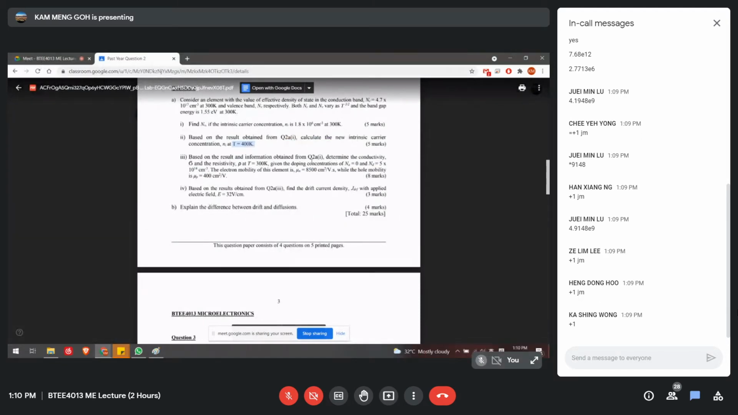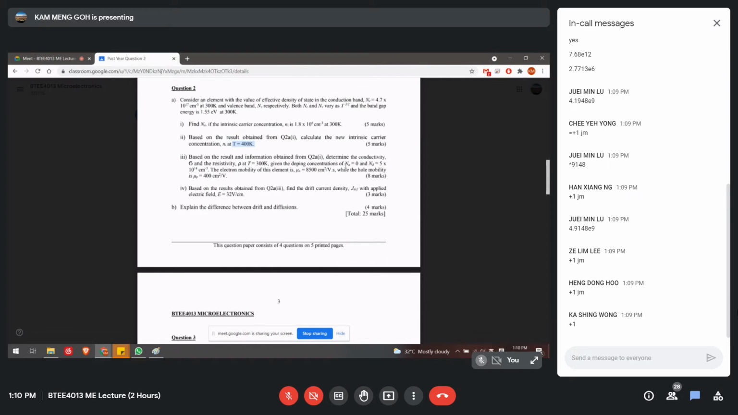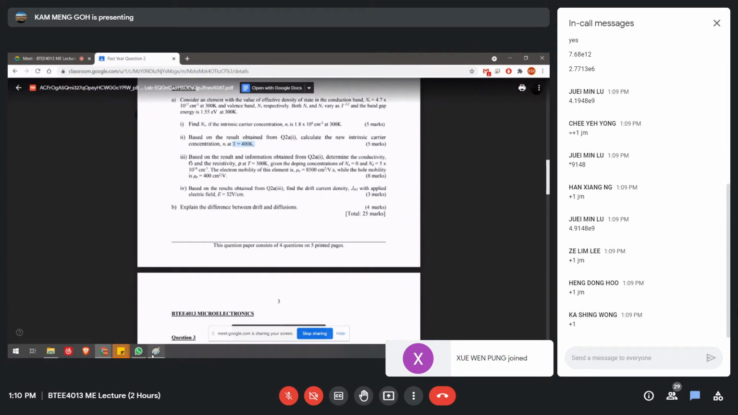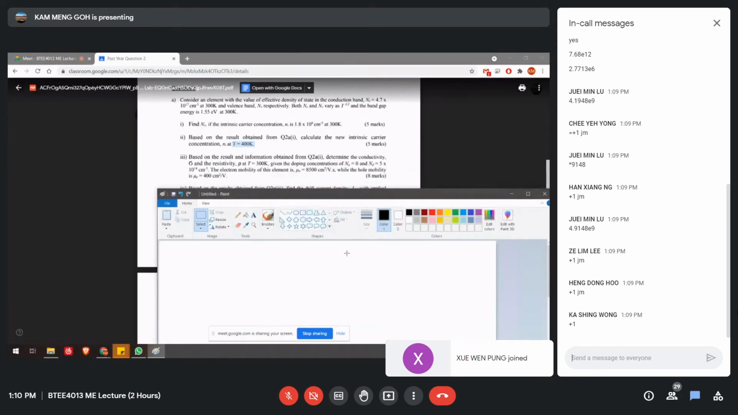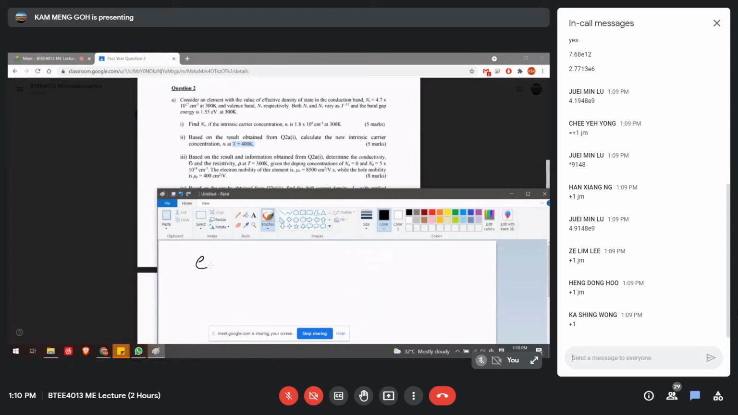Based on the result and the equation obtained in Q2A, determine the conductivity and the resistivity at T 300K. Given the Na is 0, Nd is this, mobility is mu n and mu p is this. Basically, this one is very simple. All you have to do is sigma equals q times mu n n plus mu p p. This will become conductivity. Mu n is given 8500, and n, you can calculate from the answer from above.